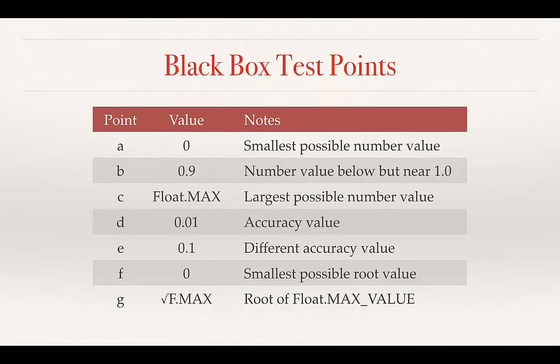Points D and E are just chosen because they're 2 different accuracy values. You might want to choose something like max value for this just to see if it works, but in this case we didn't. Finally, points F and G are chosen as the endpoints of the range for the result.